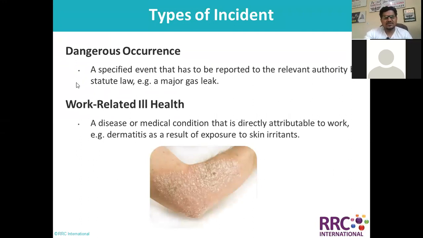Now, dangerous occurrence is a specified event that has to be reported to the relevant authority by law, such as a major gas leak. It's a dangerous occurrence because it will, of course, give terrible consequences to the nearby community, to the cities, if any major gas leak is there. So it's a dangerous occurrence. So we have to report to the relevant authorities.